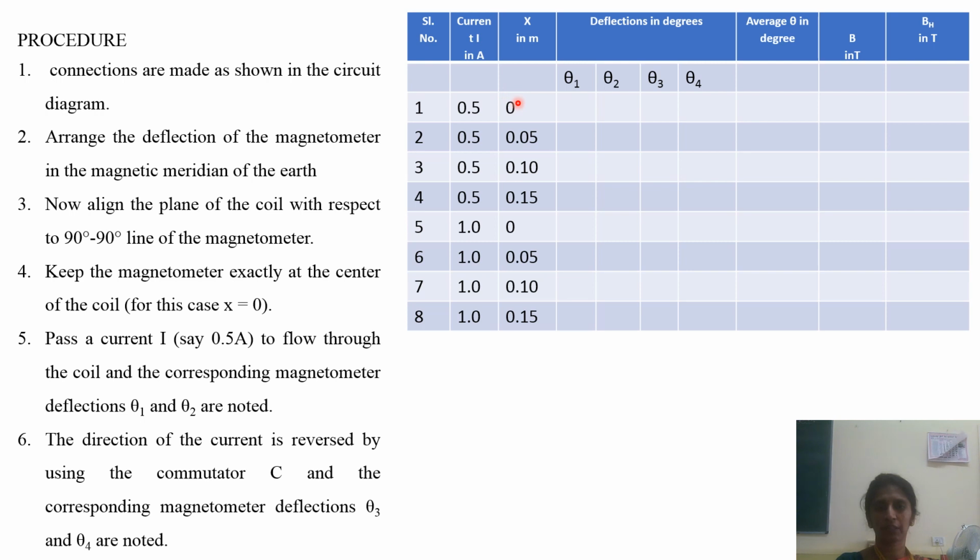After this we need to move the magnetometer to 5 centimeter, 10 centimeter, 15 centimeter for the same current, 0.5, and then repeat the entire set of experiments by keeping the current at 1 ampere.